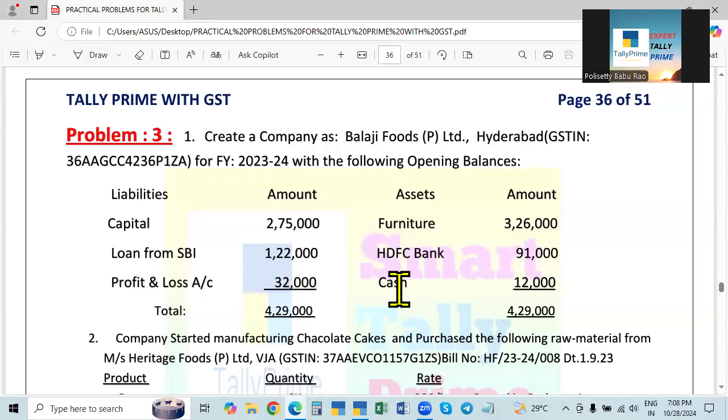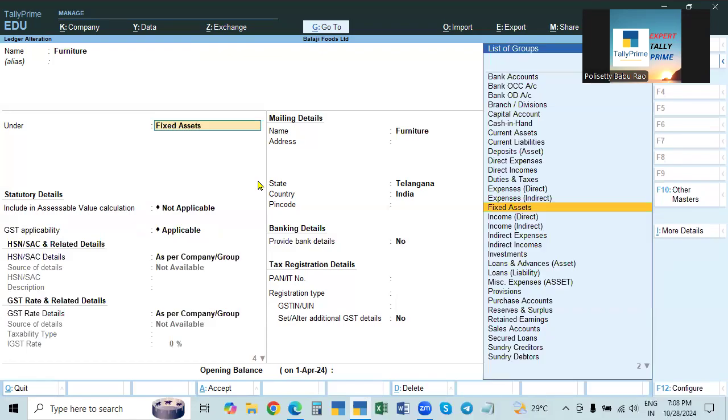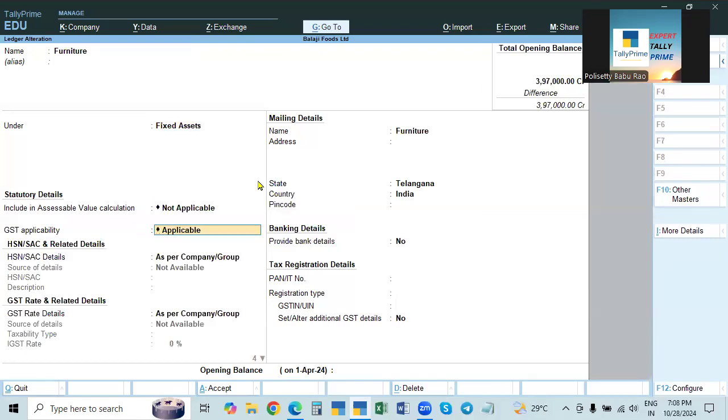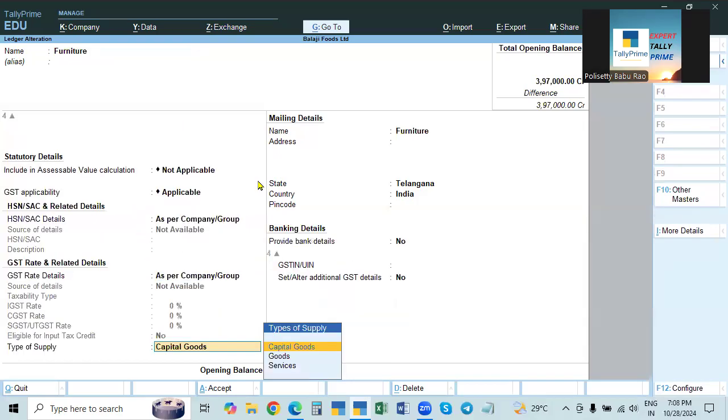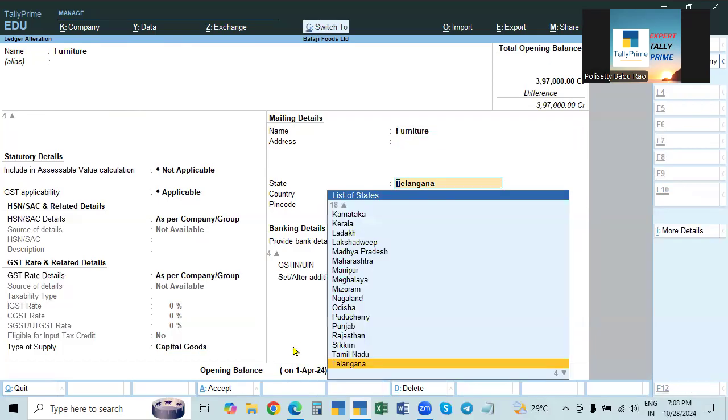Here we are creating, and then furniture. Go to furniture, and it will be under fixed assets. Here select fixed assets, GST applicability yes, and do not give any dates. At the end, services will be there by default. If it is purchasing and selling trading goods, you have to select goods. If it is an asset, you have to take it as capital goods, asset.